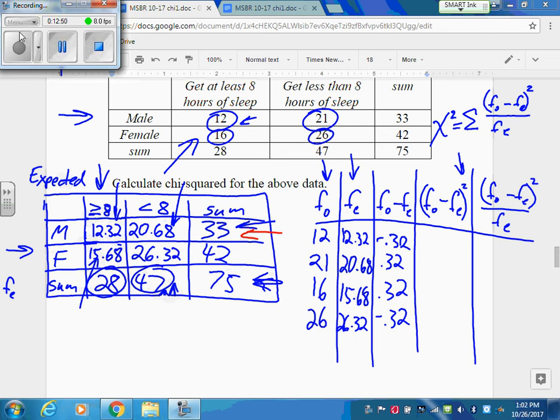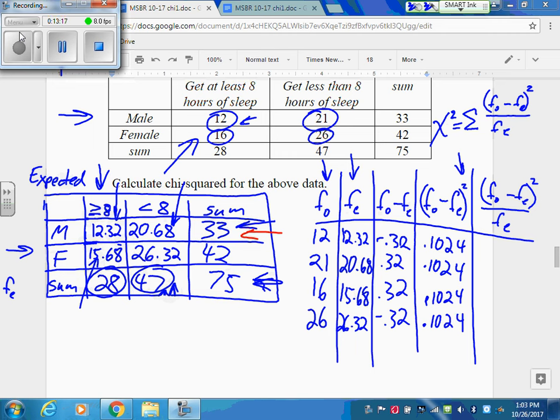And so when I square them, I get 0.1024. Since all of these numbers are either 0.32 or the opposite of 0.32, negative 0.32, they're all going to give me the exact same value. Again, this is a fairly simple example with few data values, few rows, few columns, and so you won't always see this happen, but it's certainly happening here.